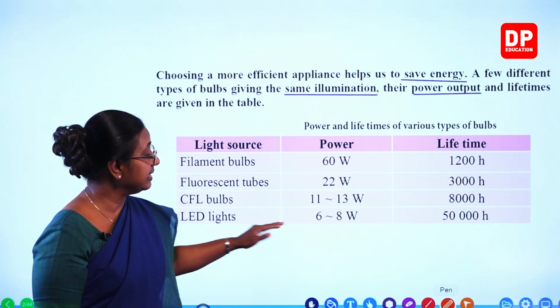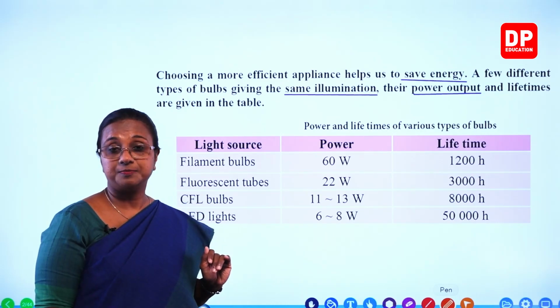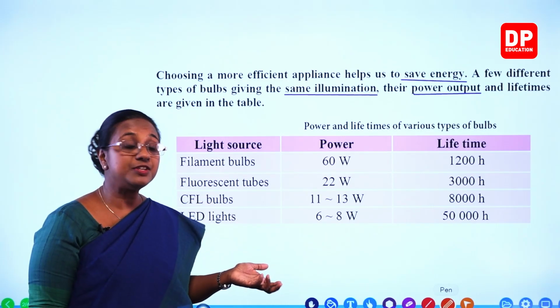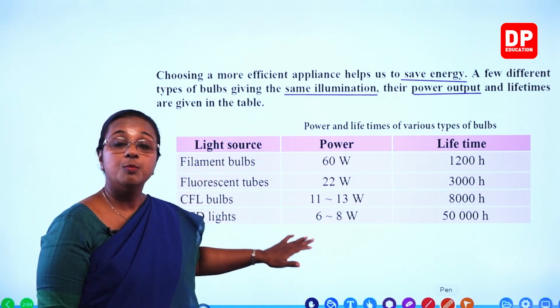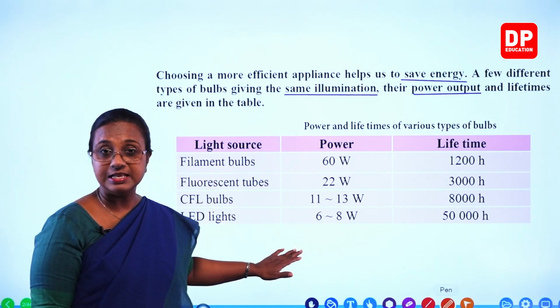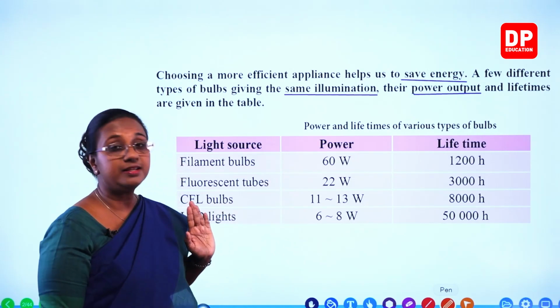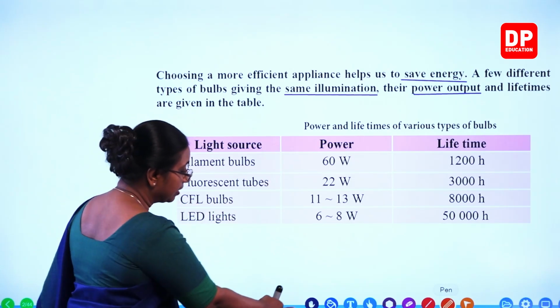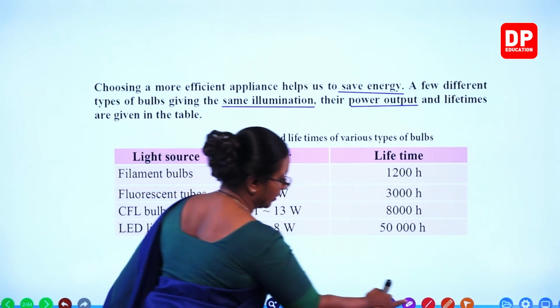And the LEDs are the most efficient. The least efficient bulb is the filament bulb. The most efficient one is LED. That is only considering the power. Now we will look at the lifetime as well.